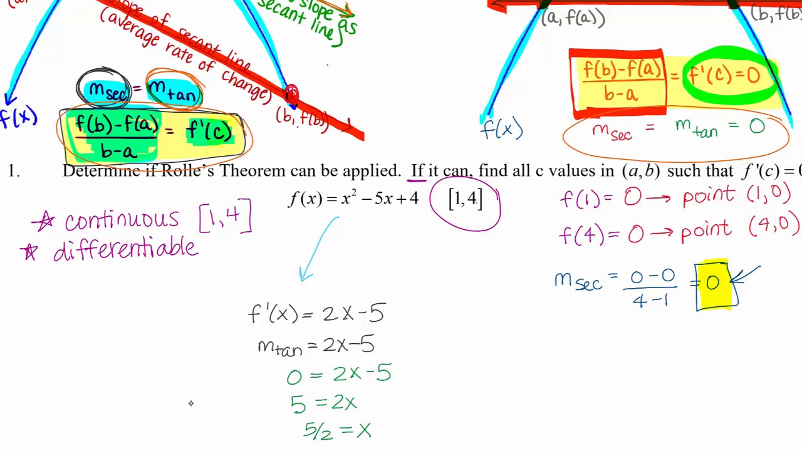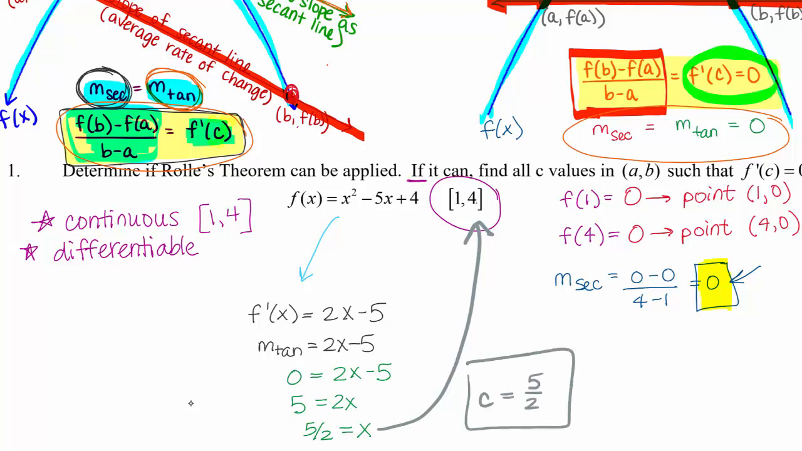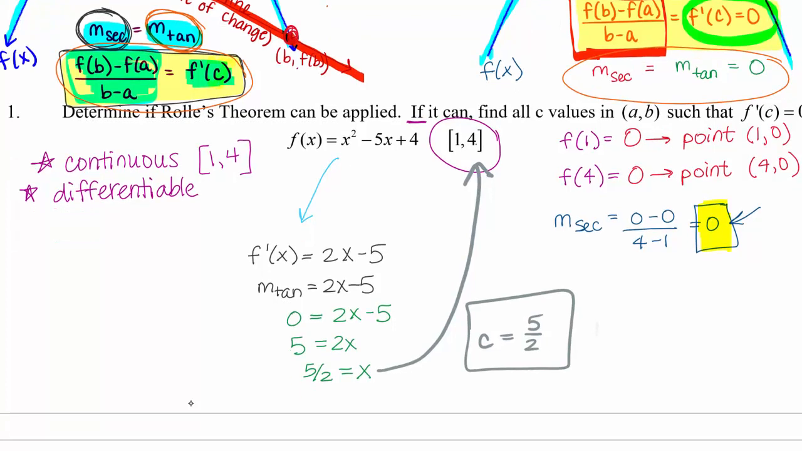The reason I keep it as x for now is because you might have multiple x values. I only want c to be in that interval. So if I have multiple x values to choose from, the only true c value is the one that is in between my given interval. And that's the x value, or c value in this case, between a and b that's going to guarantee I have that parallel slope. Okay, let's do another one.